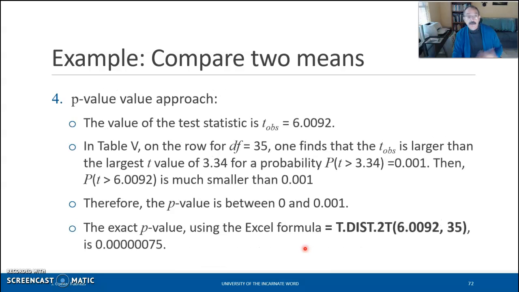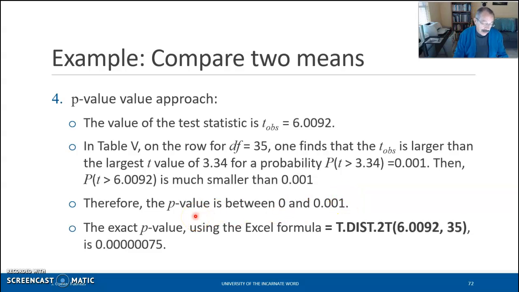All right, so if you decide to follow the p-value approach, then this is the t-observed, 6.0092. Then you go into table 5, look at the row for 35 degrees of freedom, and look at the t-values on that row. And you see that the largest t-value on that row is 3.34, and that corresponds to a probability, if you look at the top, of 0.001. And the probability that t is bigger than 6.0092 is much smaller than the probability that we find in the table. So that tells you the p-value is between 0 and 0.001.